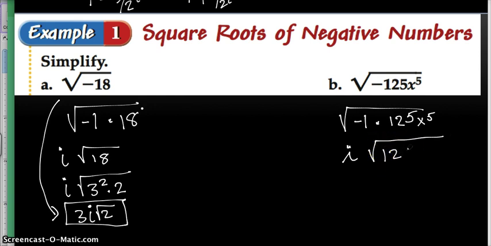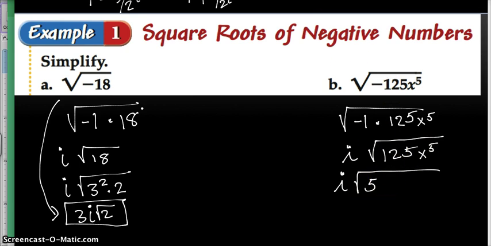So I'm used to 125 times x to the 5th power, taking the square root of that. I'm going to just rewrite this. Let's prime factorize it, just because I did that last time. It felt kind of good. So this is 5 times 5, that's 25, times another 5. So this is 5 to the 3rd power. Here, this is x to the 5th power.